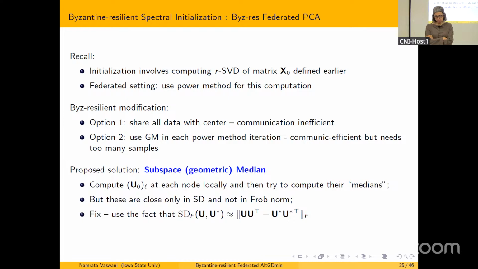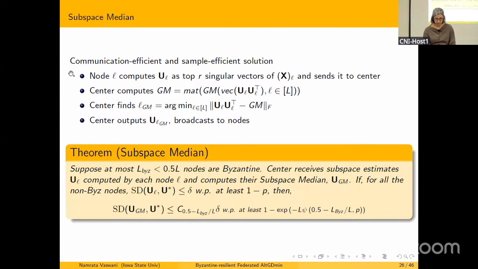So our proposed solution is what we call the subspace median, which says that you compute an initialization at each node locally and then try to compute their quote-unquote medians. But the U0Ls are close in subspace distance, not in Frobenius norm. So you'll actually compute the geometric medians of UU transposes, not U's. So you are gaining in communication efficiency, but you're losing in terms of computation cost at the center. So that's your subspace median algorithm here.